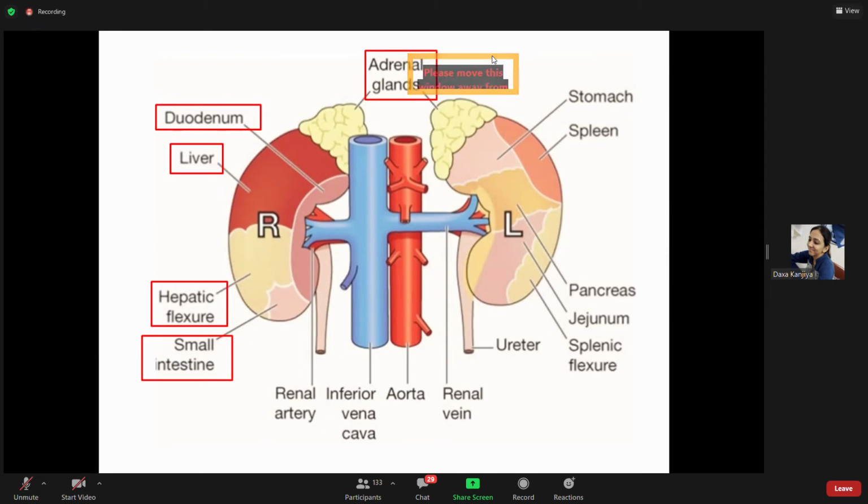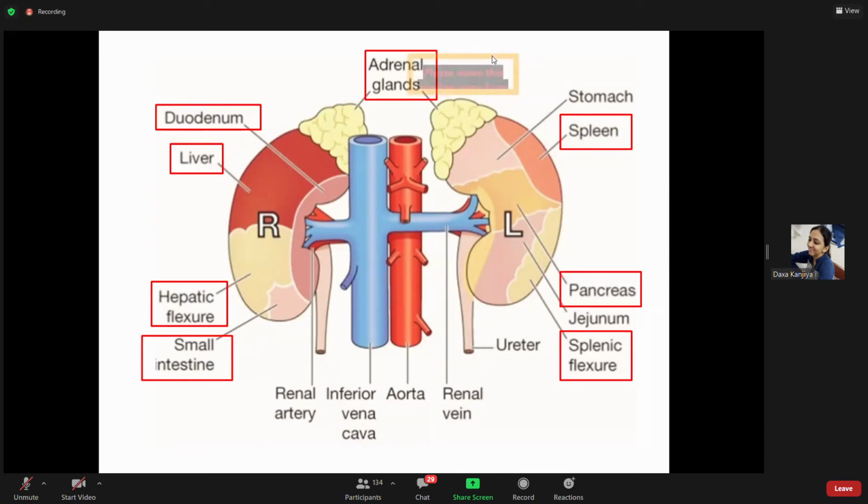Now on the left side, upper pole, as I told you, it is covered by the adrenal gland or the suprarenal gland. Then the lateral border is divided into two portions. Upper one-third portion is covered by the spleen, and lower two-third portion is related with the splenic flexure and the descending colon. Now the area of the anterior surface of left kidney against medial border or the hilum, that is related with the pancreas and the splenic vein, splenic artery.